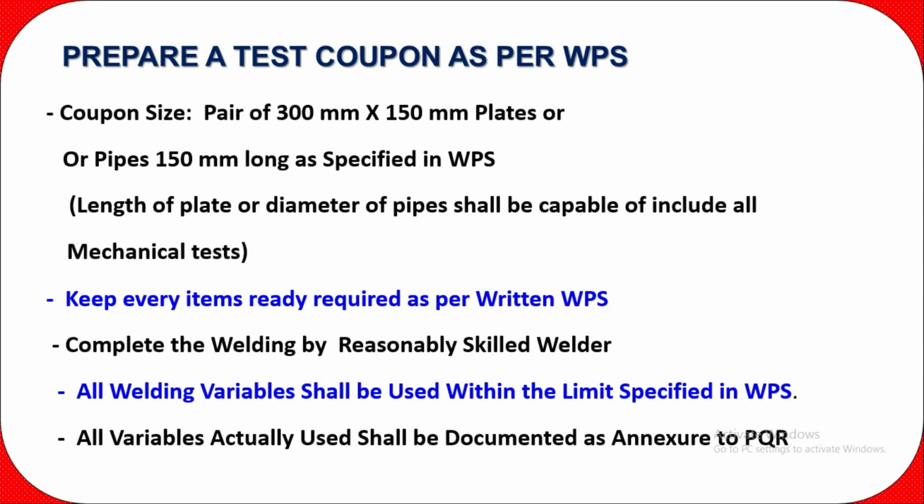Keep every item ready as required per the written WPS. You have to have everything ready when you are doing the test coupon as per the written WPS. If an infrared thermometer is required, you have to have the infrared thermometer as per the WPS. It should be there at the time of welding. Every item, like the welding gauge to check the root gap, you will require at that time. Plate, welding machine, it should be calibrated. These are just examples. Every item should be ready as required per the written WPS.